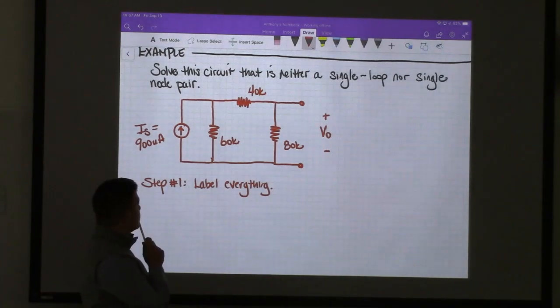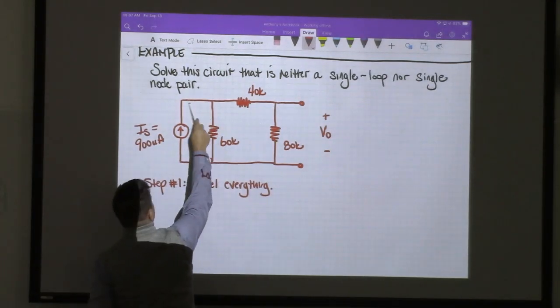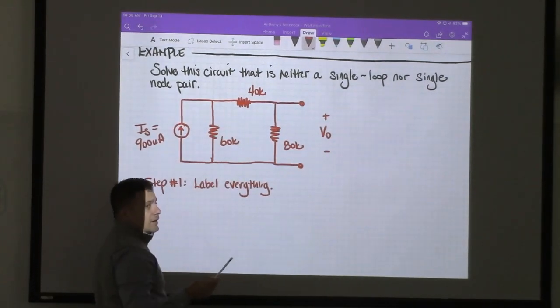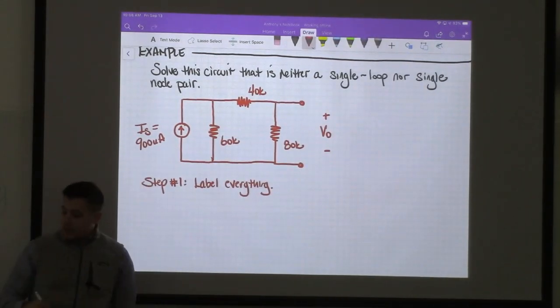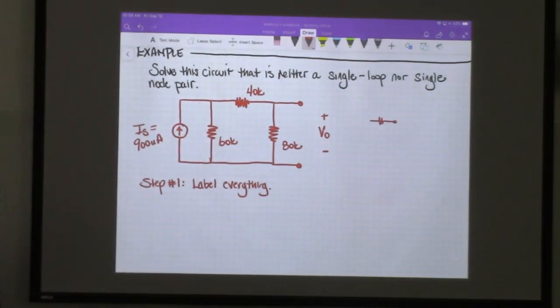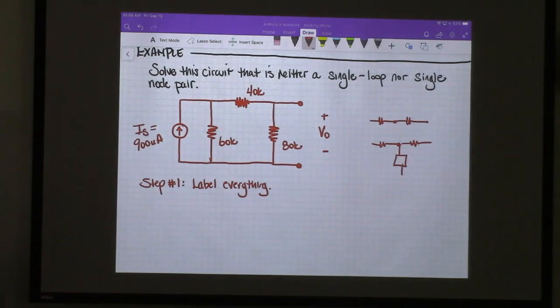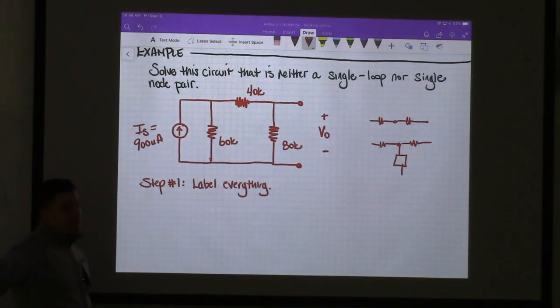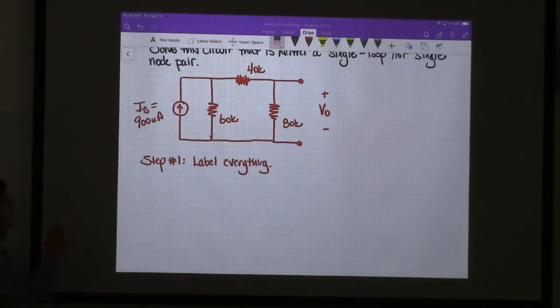Isn't 60 also series? No, the reason why 60 is not in series is because of this. Remember, series means that there's no other path for current to flow from the middle node. So these two are in series. These two are not in series. Anytime there's something else connected there, it breaks that. So we could combine the 40 and the 80 together, which will make a single resistor.